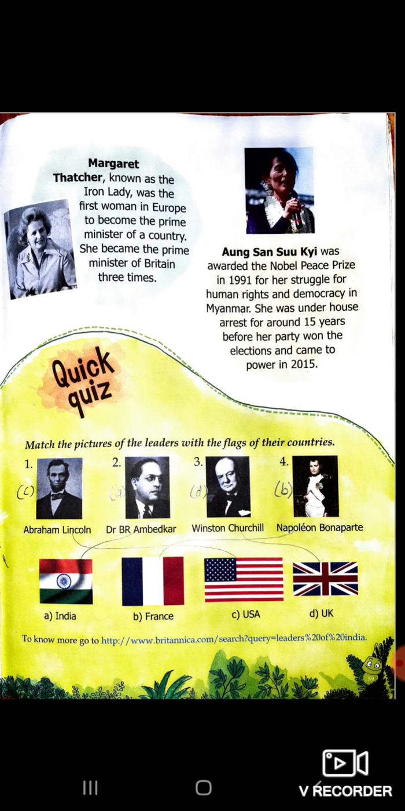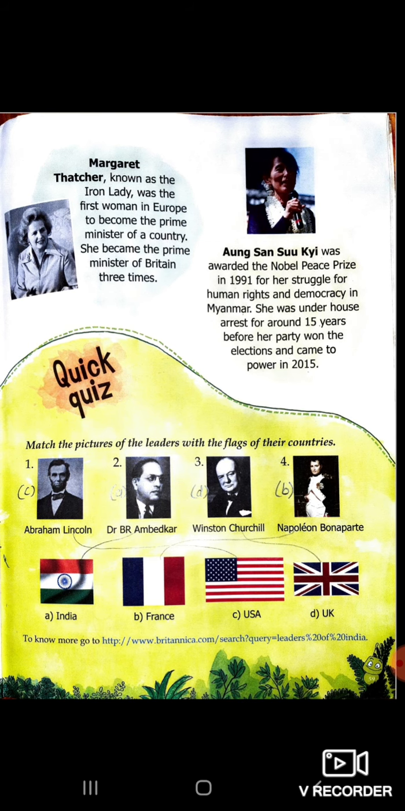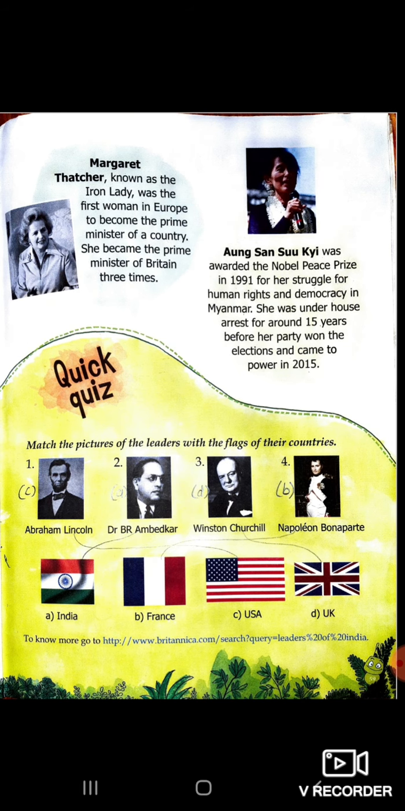So the first picture is of Abraham Lincoln. So yes, he was from USA, so you will match it with the third flag. Yes, you can write C also beside the picture. Now the next, number 2, is Dr. B.R. Ambedkar. You must have heard his name number of times. He belongs to India. So you will match it with the first flag.